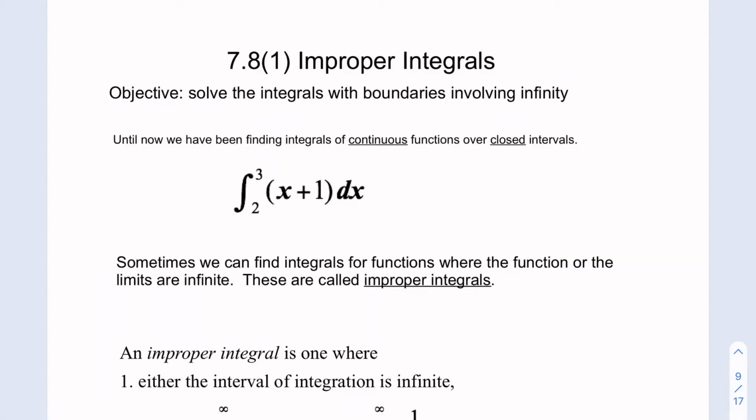In this lesson, we are going to learn improper integrals. So until now, we have been dealing with definite integrals. However, the integrand inside is a continuous function, and the interval is closed. In this case, we call this type of integral a proper integral.